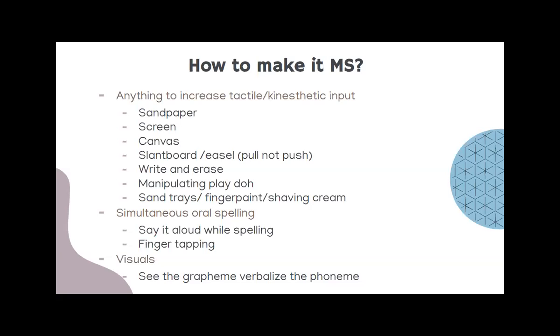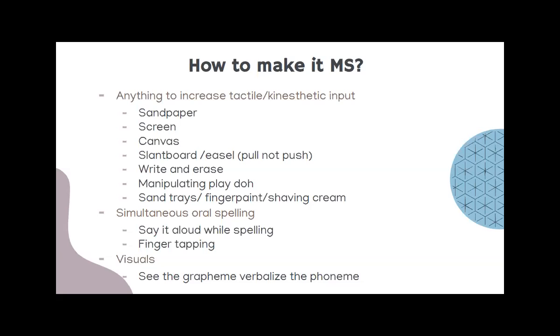You can have them write something with a dry erase marker and then use their finger to erase that same thing. And all the while, remember, we want that simultaneous oral spelling with multisensory inputs. So if we'll stick with the letter A, it's A, apple, A, apple, every single time. You can use Play-Doh and have them manipulate Play-Doh into the letter shape.